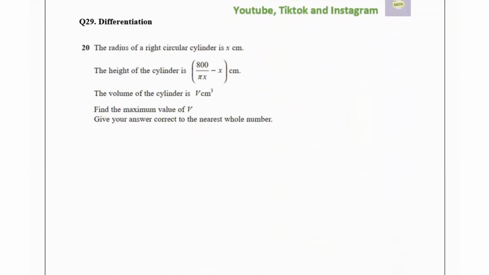Next type of question you can get is like this. They can give you a shape, or any scenario, like it is over here, that the radius of a right circular cylinder is x centimeters. The height of the cylinder is 800 over pi x minus x centimeters. The volume of the cylinder is v centimeter cube. Find the maximum value of v.